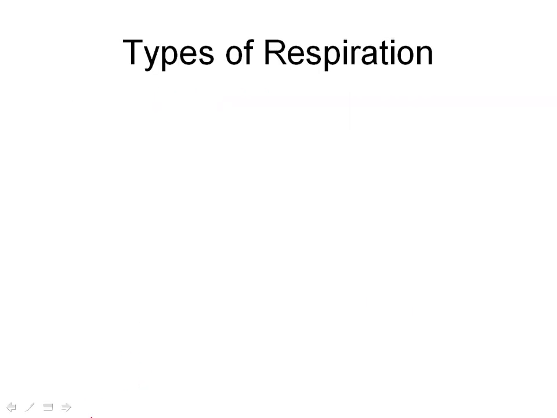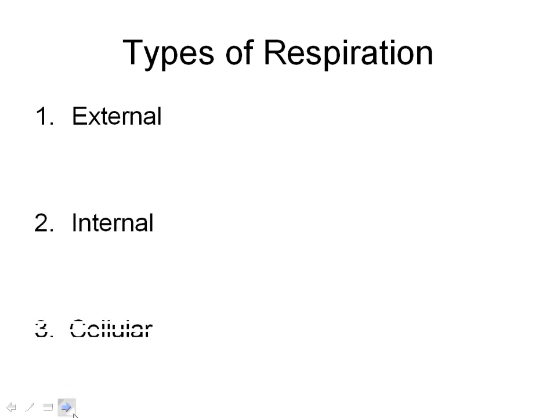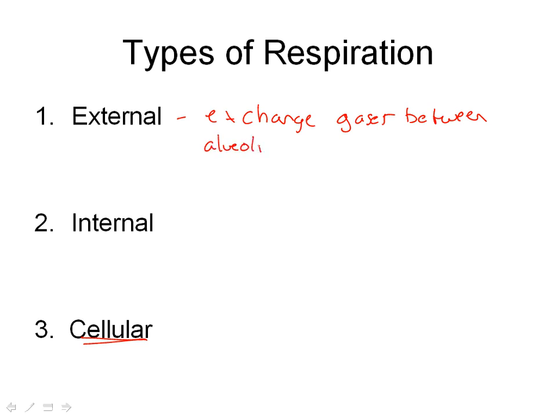Okay, so we have three types of respiration. We have external, internal, and then cellular respiration, which we've talked about before. So external is the exchange of gases between the blood vessels and the alveoli of the lungs. So alveoli of lungs, which we'll talk about what those are in a few minutes, and the blood vessels.